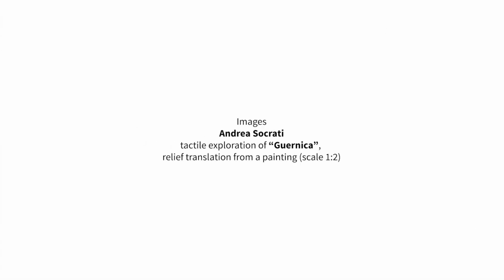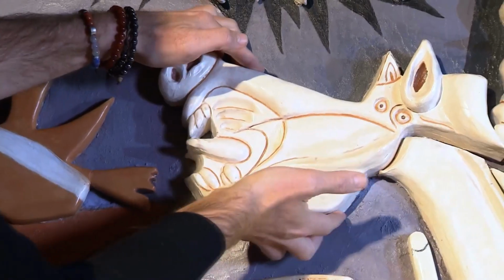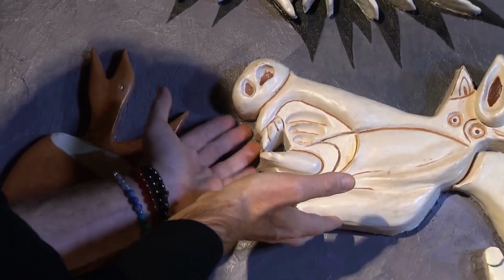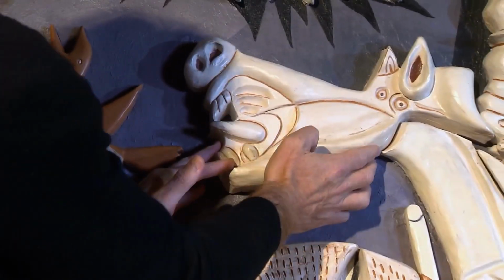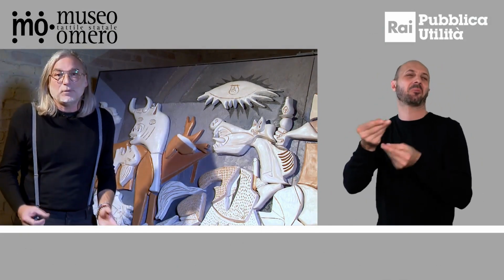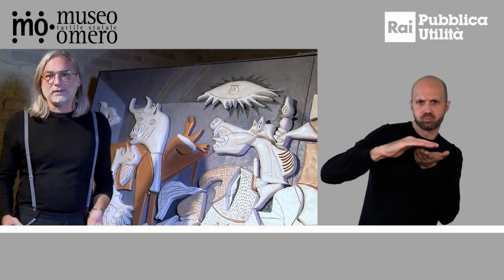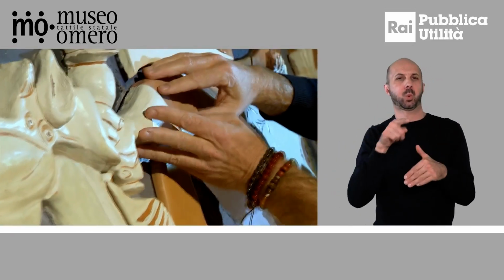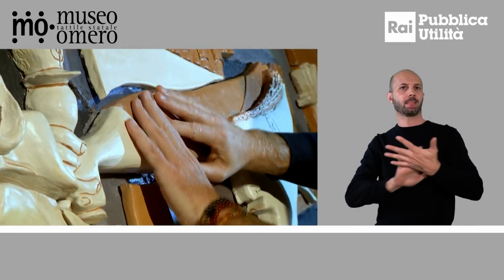Images, Andrea Socrati, tactile exploration of Guernica, relief translation from painting, scale 1:2. The reading of a low or high relief is definitely more difficult than the tactile reading of a statue, of a whole work. This is because the shapes of a high or a low relief undergo some abstractions.